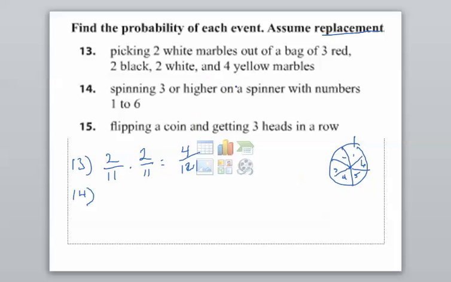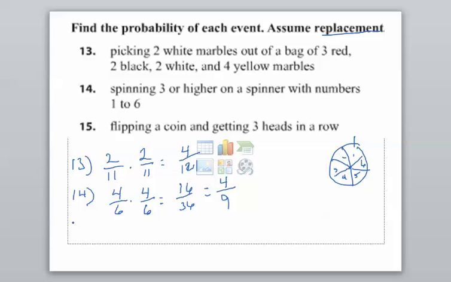So spinning a 3 or higher on a spinner. Well, 3 or higher would be 3, 4, 5, or 6. So there's 4 possibilities there out of the 6. And if we do it a second time, did the first one affect it any? Not at all. It's still a 4 out of 6 possibility. And so we're looking at a 16 out of 36. And yes, these do reduce. This one reduces down to 4 out of 9. 4 out of 9 possibility.